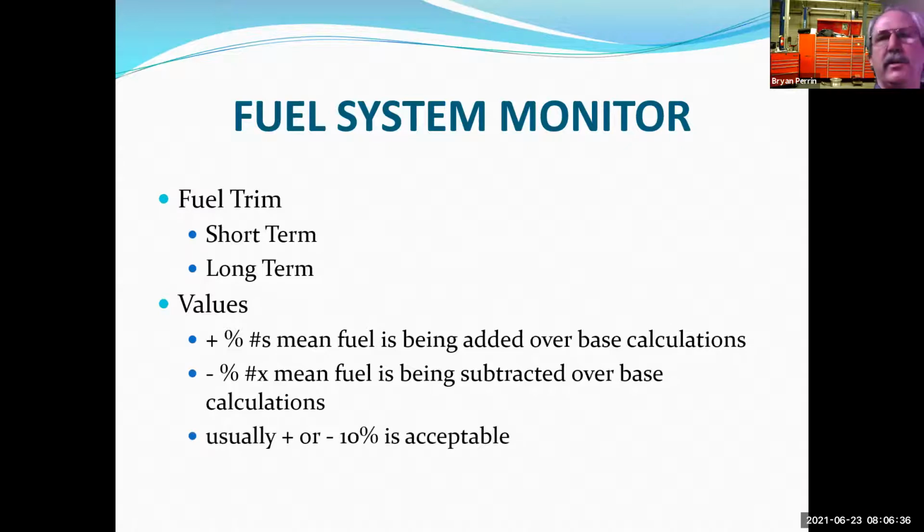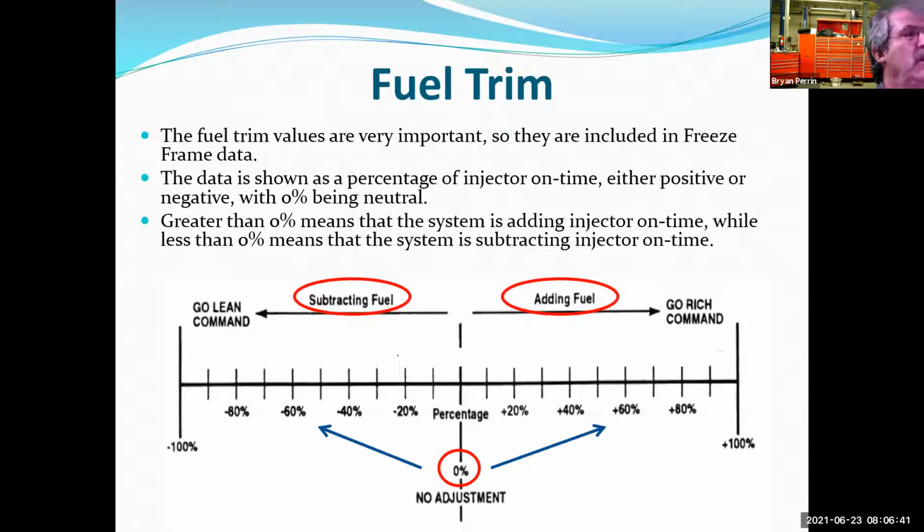Usually plus or minus 10% is acceptable. So when we look at our fuel trim values, they are very important, so they're included in our freeze frame data. The data is shown as a percentage of injector on time, either positive or negative, with 0% being neutral.